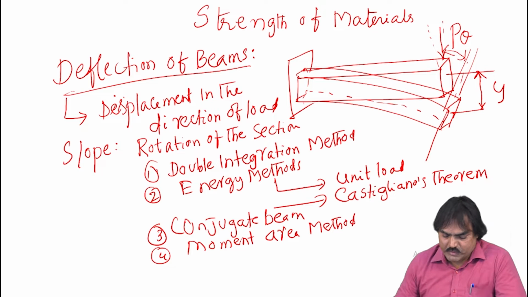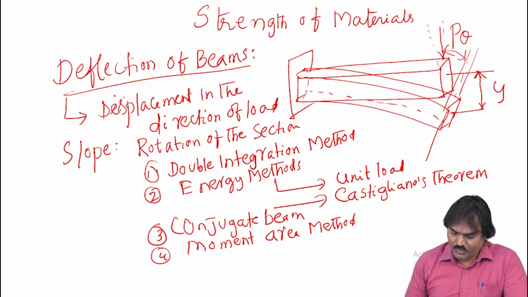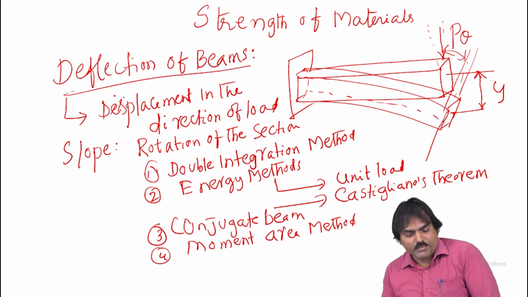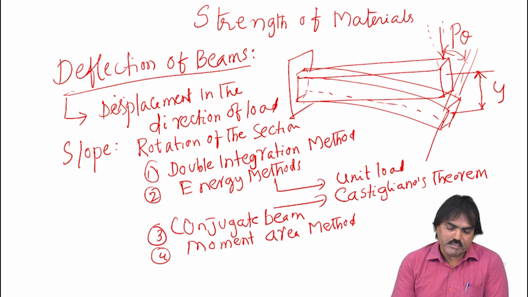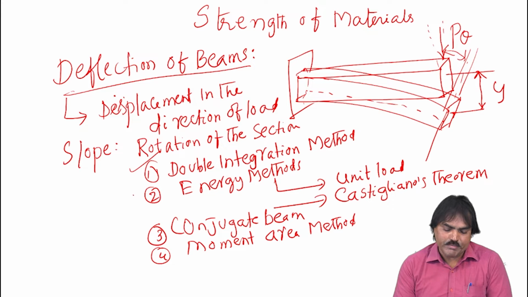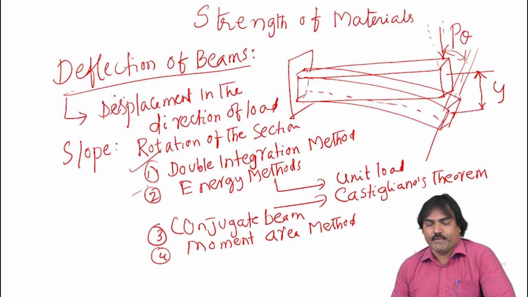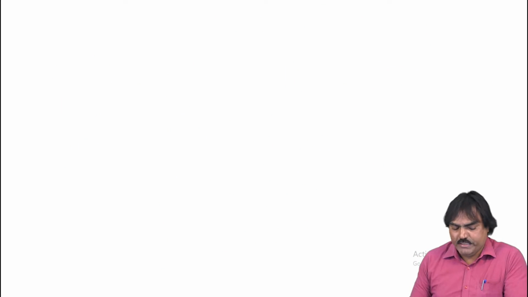Like that, there are so many methods. Even those methods are not much important. Let us discuss the most important and preferred methods in engineering applications. The first one is double integration method. We'll discuss that, then we can go for the energy method to find the slopes and deflections. So first, double integration method.